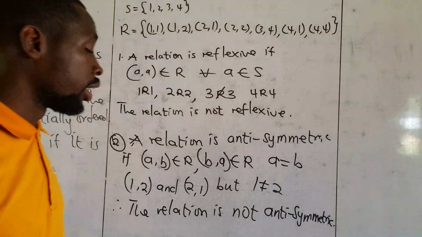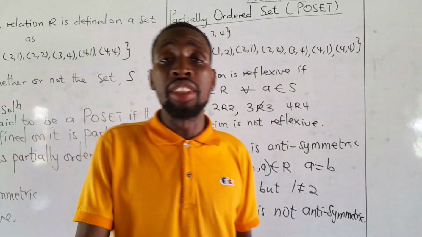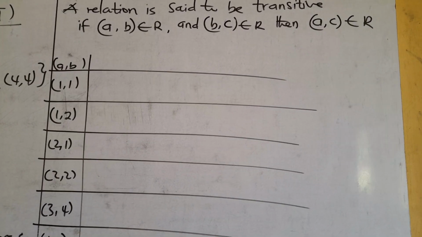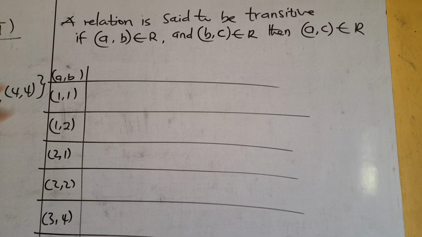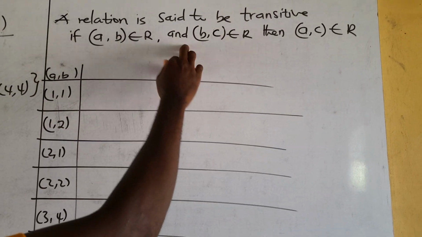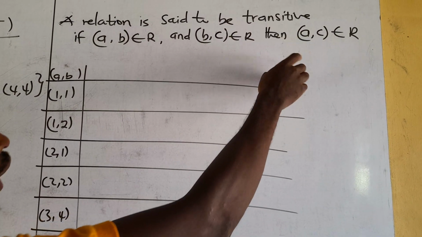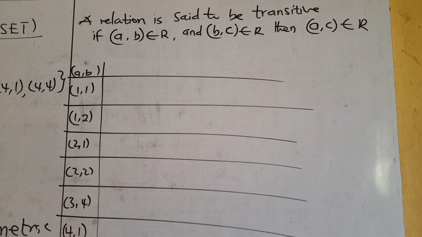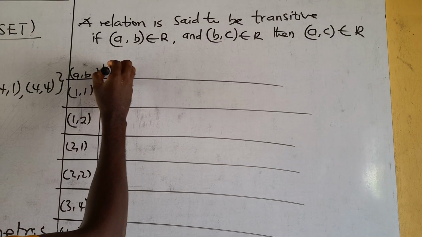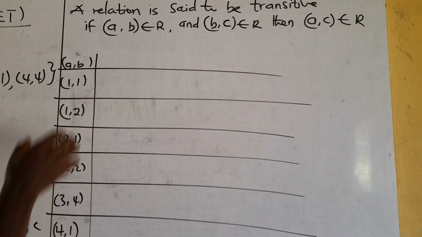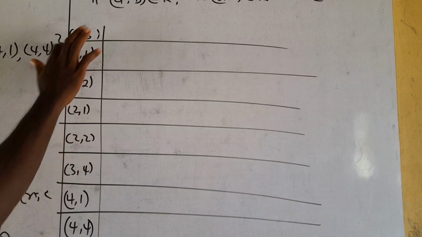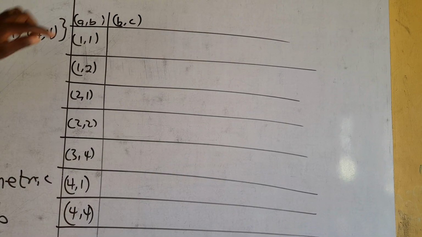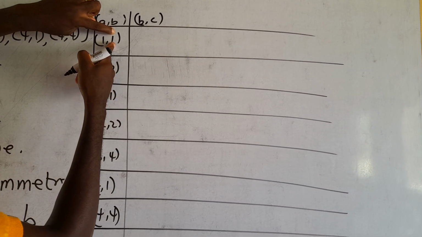So now the third property is to find out whether it is transitive. We say a relation is said to be transitive if (a, b) is a member of the relation and (b, c) is also a member of the relation, then (a, c) must also be a member of the relation. Other than that, it ceases to be transitive. So let's find out. I usually use a table. I'll list all the members of the relation here as (a, b). Then the next step, I'll get my (b, c), the ordered pairs that begin with the second element.